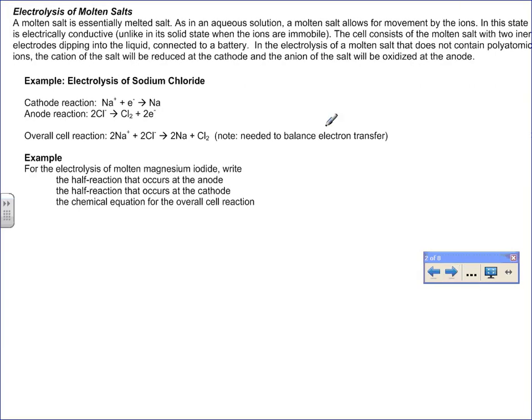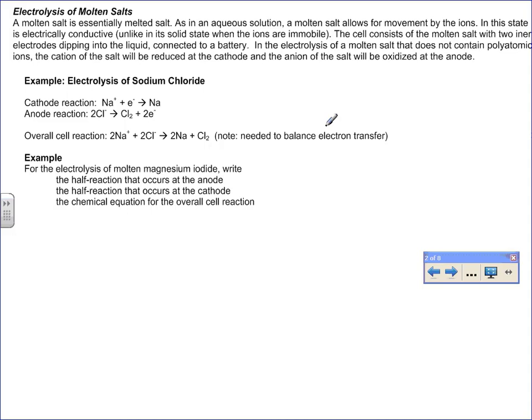Now there's two kinds of electrolysis that we'll look at. We'll look at the electrolysis of a molten salt, which is a melted salt, and we'll also look at the electrolysis of aqueous solutions and how to decide the reactions that will occur there.